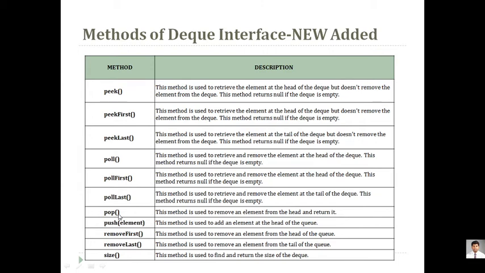But when you go for pop, pop will be removing the element from the head. So pop will be removing the head element. And when you go for push, the push method will be adding an element at the front of the deque, while add will put it at the last position. Then removeFirst and removeLast. In the same way, removeFirst will be removing from the head of the queue, and removeLast will be removing from the tail of the queue. So same, just like your pollFirst and pollLast, same removeFirst and removeLast.